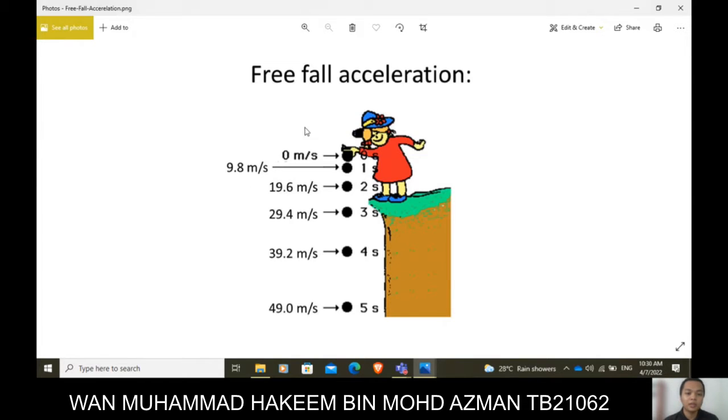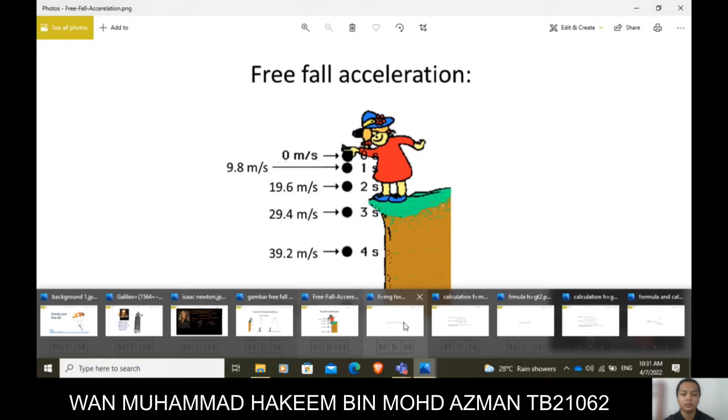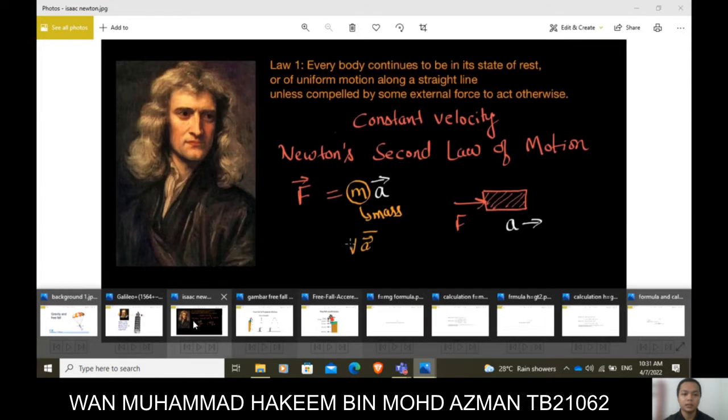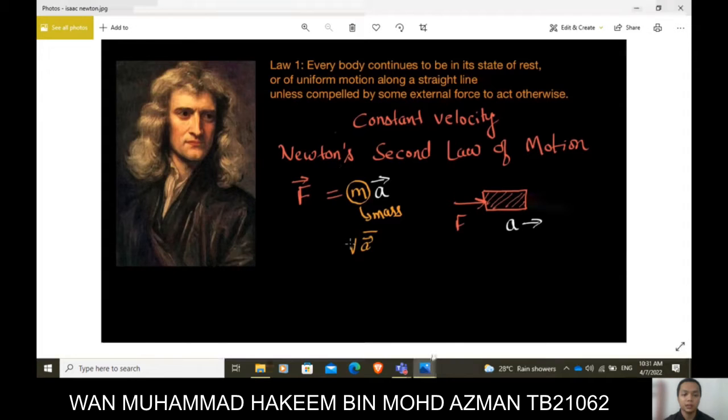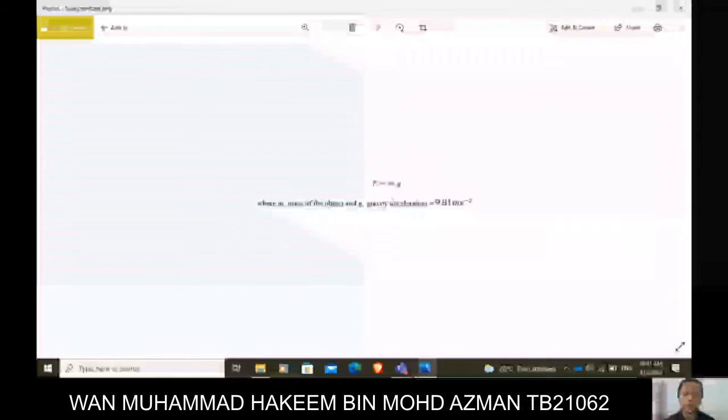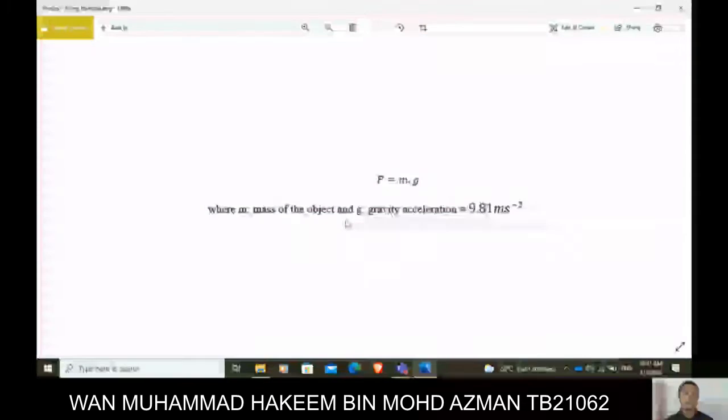There is no negative 2 here because there is some arrow whenever I click this picture. And then whenever t equals 2 seconds, it becomes 19.6 m/s^-2. We just multiply with 9.8 m/s^-2. And then from this Isaac Newton equation, we can see that F equals mg, where m is the mass of the object and g is the gravity acceleration.